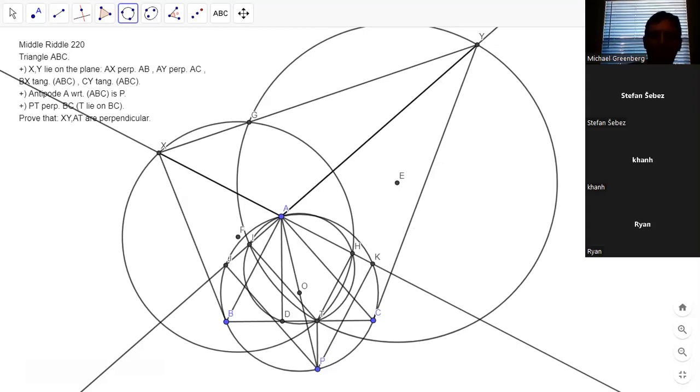I know there was some problem from Math Without Limits from Poland, where you take the antipode of A, then you drop a perpendicular, and then somehow two things are isogonal conjugates. But I think that problem involved orthocenters.